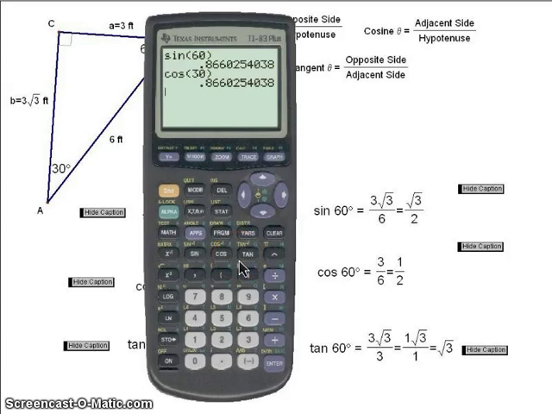Okay, I'm going to pause the video here. The next video will be on working backwards. What if you know the ratio and you have to figure out the angle?